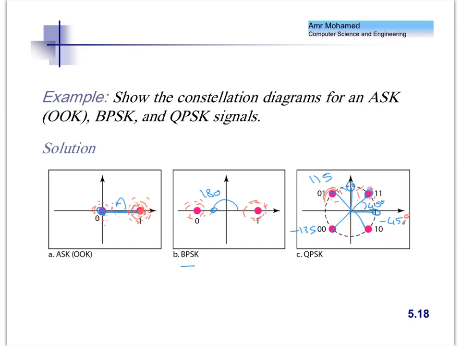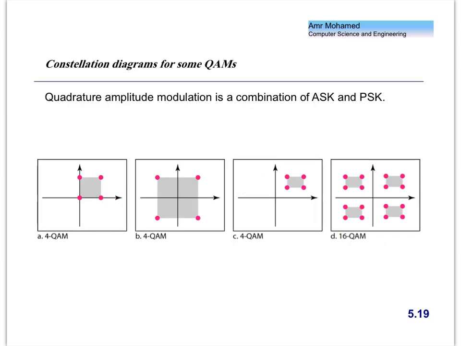So the question now is, why stop at this point? Why not think about combining the phase and the amplitude together to try to distribute these dots in the IQ diagram in a more efficient way? Can we do that? Yes. And that's the idea behind what we call quadrature amplitude modulation. In quadrature amplitude modulation, the Q here refers to the phase and the A refers to the amplitude. So we are actually combining the phase and the amplitude both together.